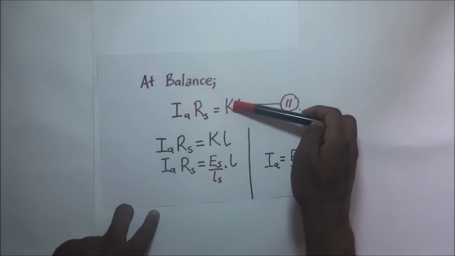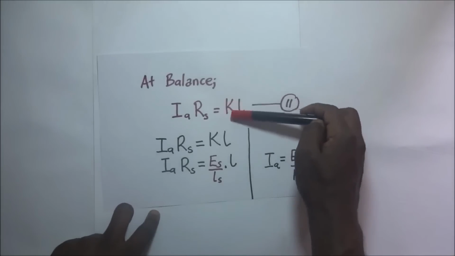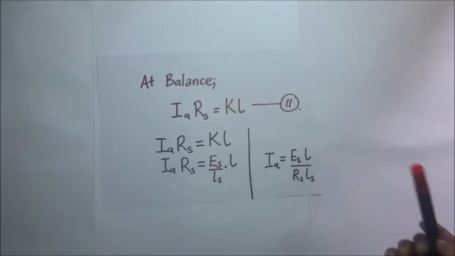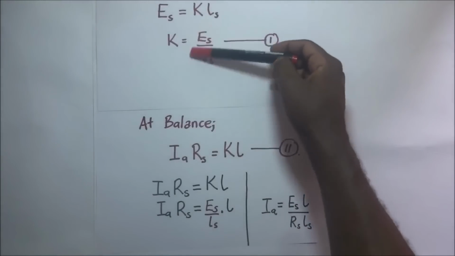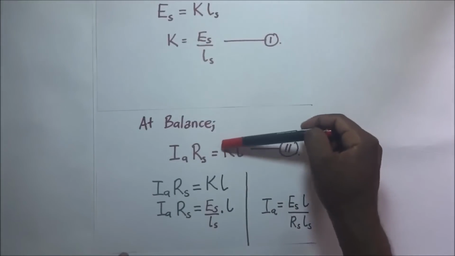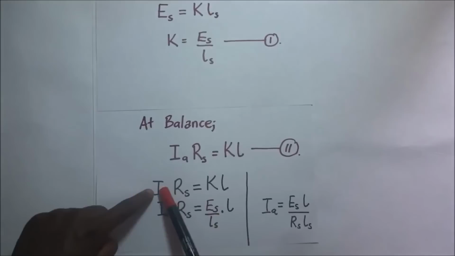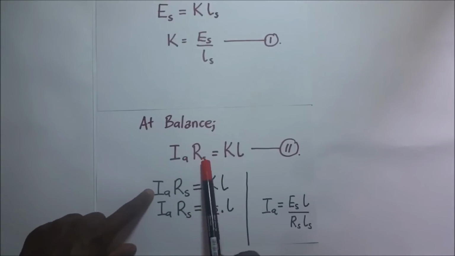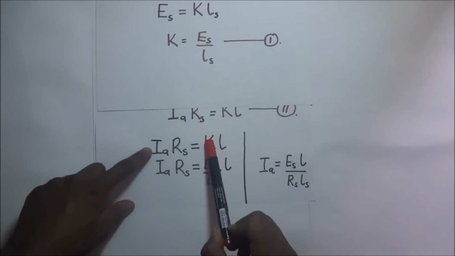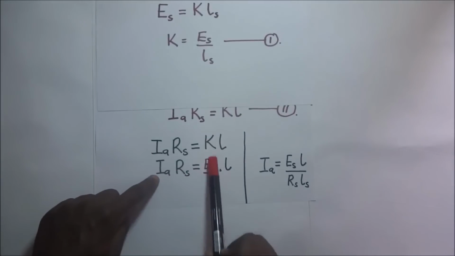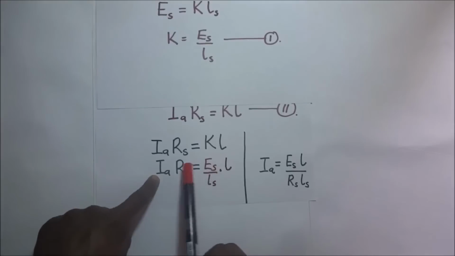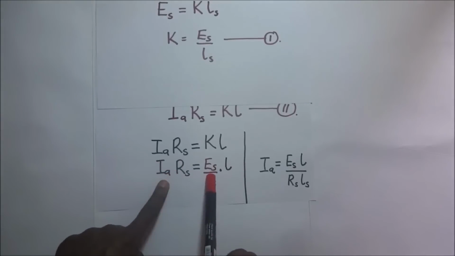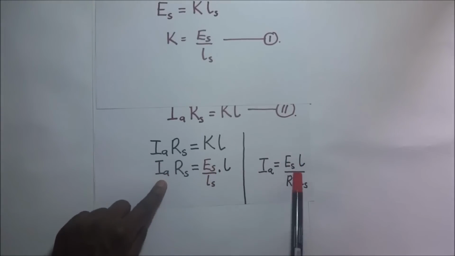Since we already got the expression for the value of K, which is the PD per unit length, in our equation 1, we go ahead and substitute for this value of K in this. So just like we did here, I_A is equal to RS times KL, and we substitute for the value of K from our equation 1, and we get an expression. We make I_A the subject of the formula, and this is the expression we get.